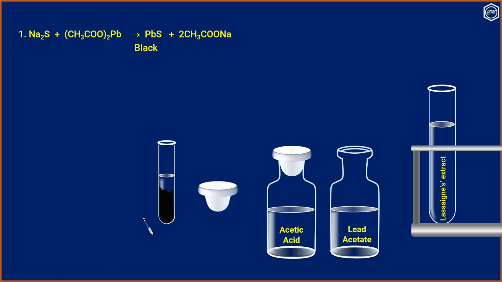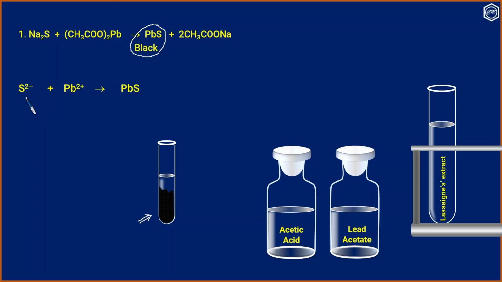So the black color appears. And this black color is due to the formation of lead sulfide. Lead sulfide is black in color. The ionic reaction can be represented like this. S2- ions, Pb2+ giving lead sulfide.